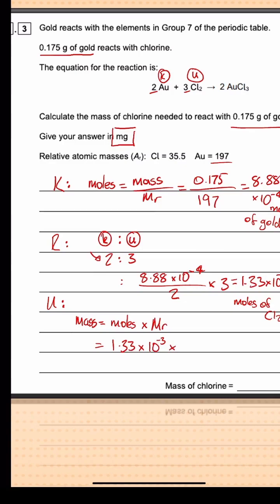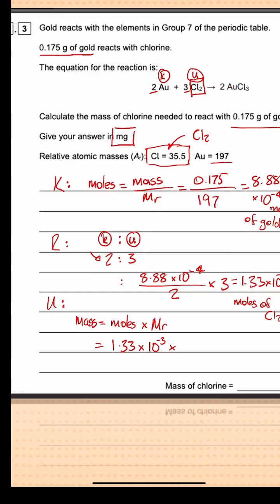Let me know what you think the final answer is. I'll give you guys a bit of time to work that out. And remember, it's Mr of Cl2, not just of Cl. So Cl on its own is 35.5. The question's asking for Cl2, so remember to times your Ar by 2. Let me know what your answers are.